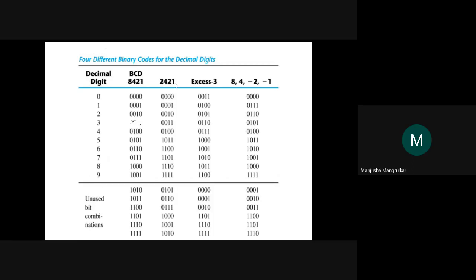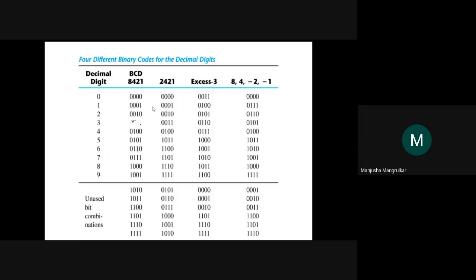Suppose here 2 to the power 2, 2 to the power 0, 2 to the power 1, 2 to the power 2, and again 2 to the power 0. This code is 2421. Suppose this number is 2. Suppose 4 number, 5 number, right? 5, if you are taking here 4 plus 1, right? 5. Here 2 plus 2 and plus 1, this is a 5. 6 number, 4 plus 2 is 6. Now here 4 plus 2 is 6.